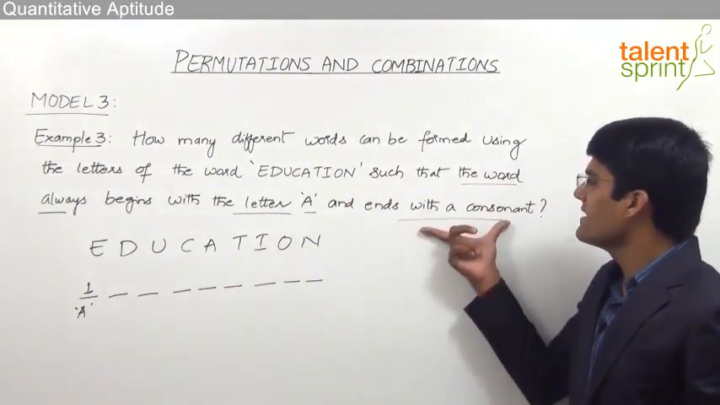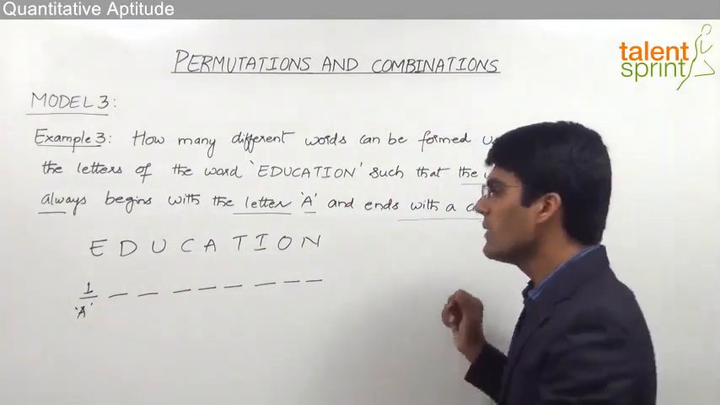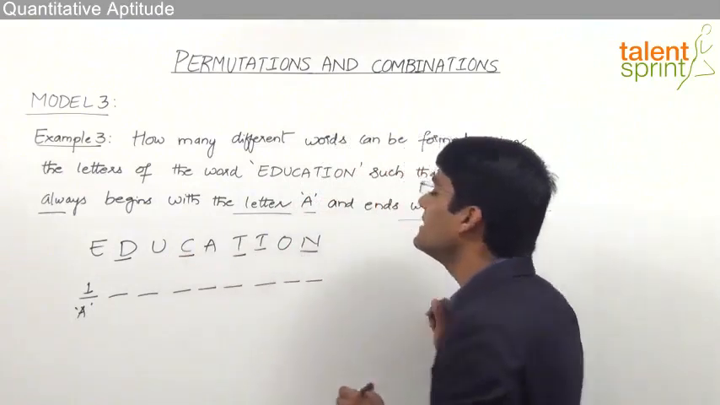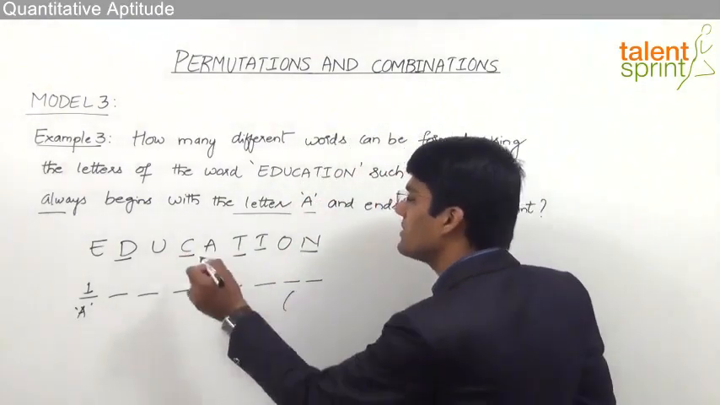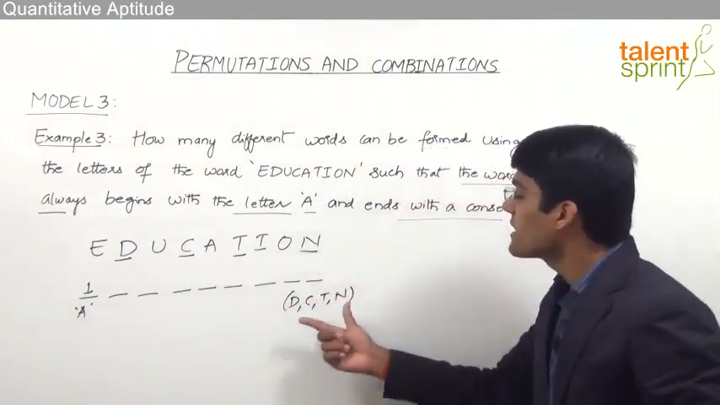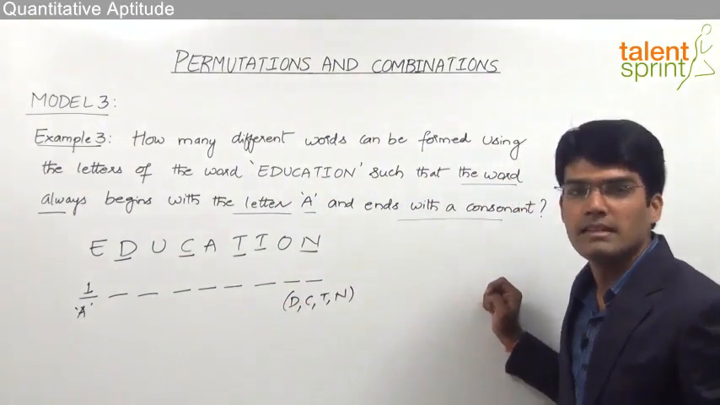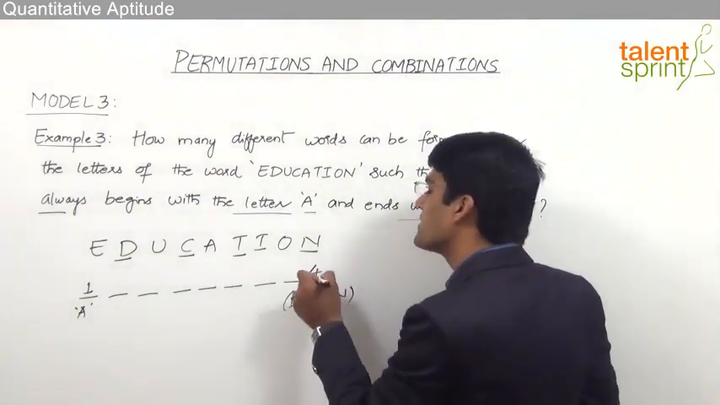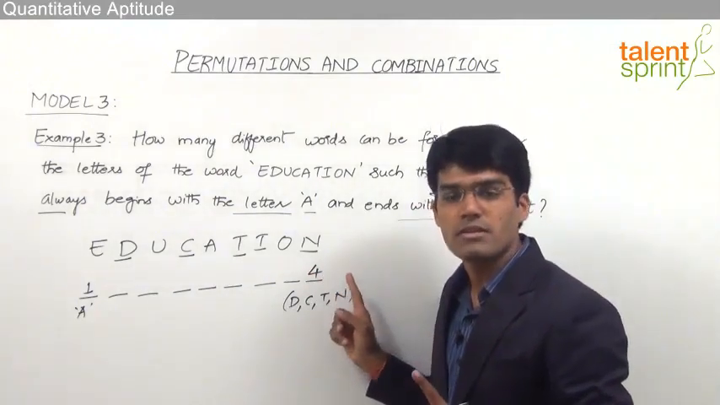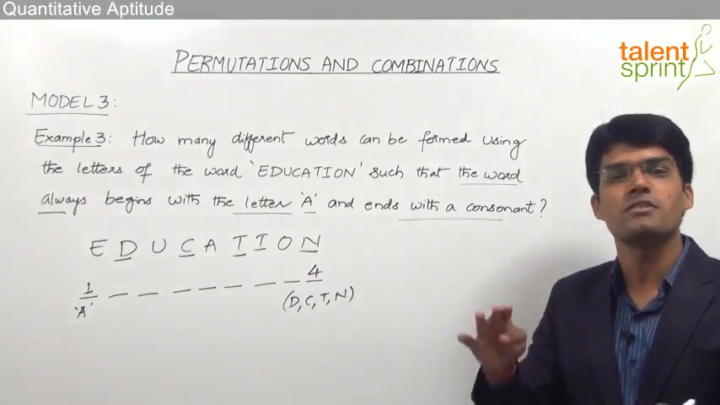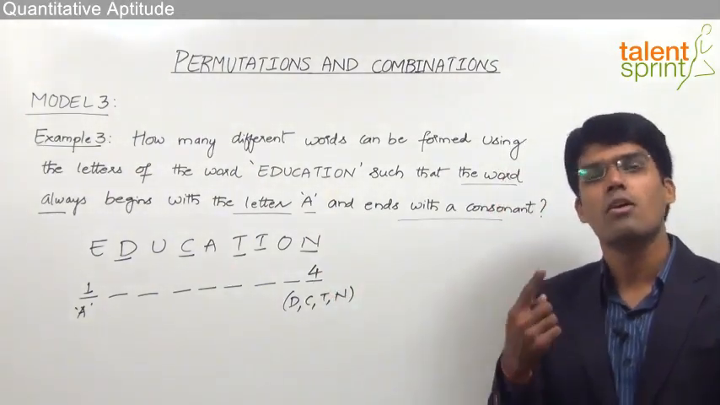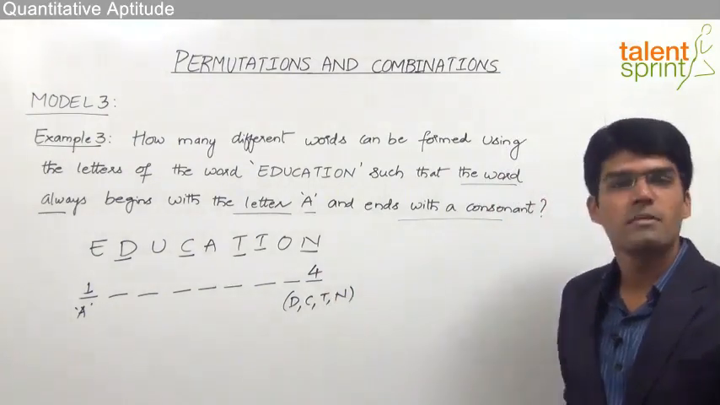And the next condition here says it should end with a consonant. Now here in the given word we have got consonants D, C, T and N. These are the four consonants. So here last position can be filled either by D or C or T or N. That means there are four possible letters which can come in the last position. So we can say last position can be filled in four ways. Remember friends, four ways but not 4 factorial ways. Why? Because 4 factorial should be taken when there are 4 positions and 4 objects. Here we have 4 objects but only one position. So that is 4P1 or 4. So last position can be filled in 4 ways.